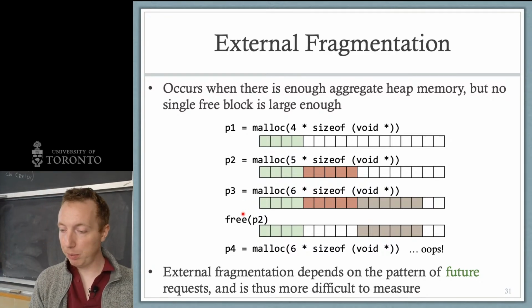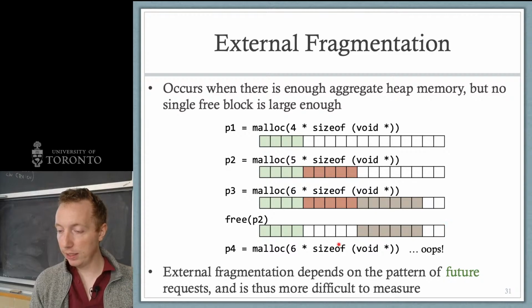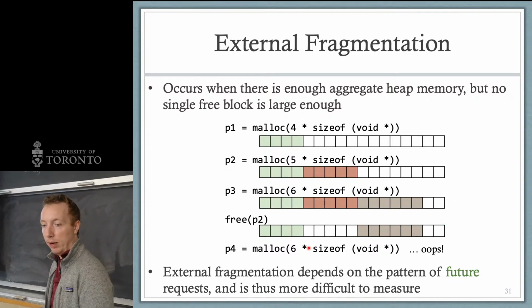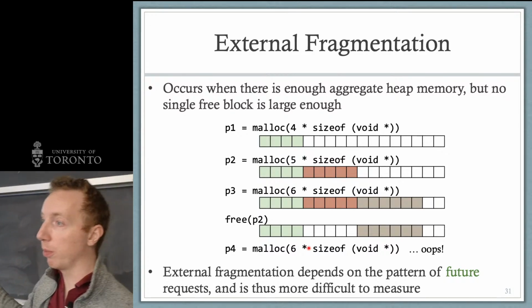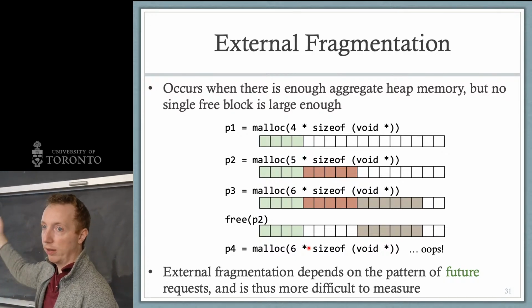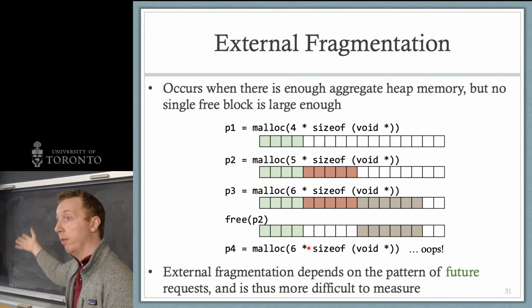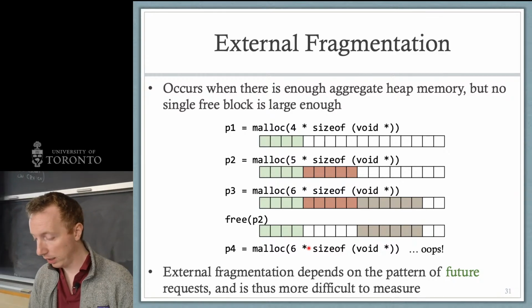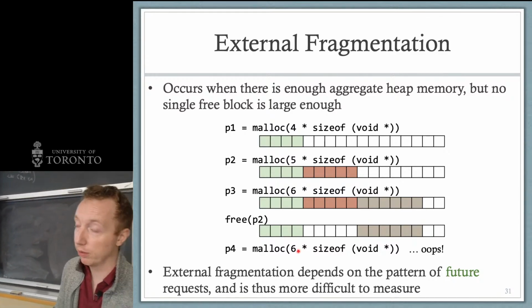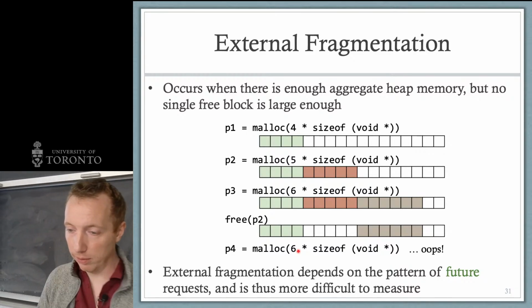Then an allocation for 6 comes up, and I put that at the end. Now, if I free P2 again, I have 5 blocks free here, 2 blocks free here. But now, if someone tries to allocate 6 blocks, I have no room for it, assuming this is the total size of my heap. I have 7 blocks in total available, but I can't fulfill a single allocation for 6 blocks, because I don't have 6 blocks contiguous all at once.